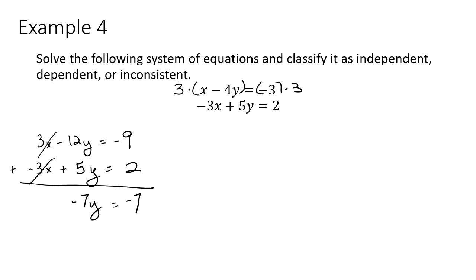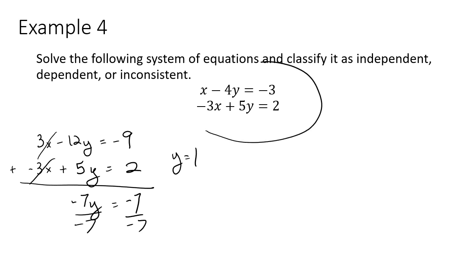We can finish solving for y by dividing both sides by negative 7. And so we get y is equal to positive 1. Now we can plug that into either of the original equations to figure out what x needs to be. And it doesn't matter which, but again, I think the top equation looks a little bit nicer here. So I'm going to plug it into the top one.